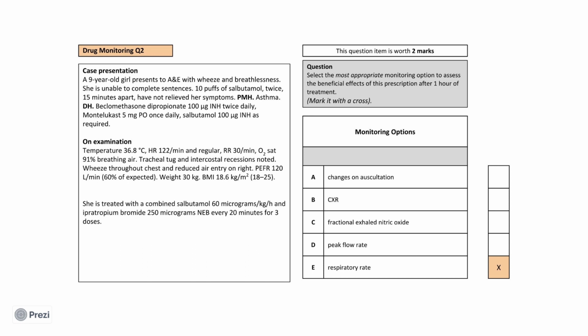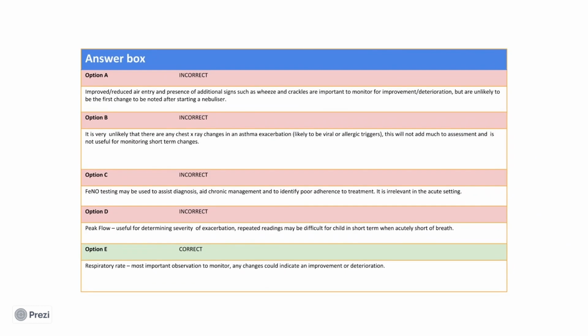This would be the most important observation to monitor, as any changes could indicate an improvement or deterioration and would change in the acute setting. Let's now go through the other answers and why they are incorrect.